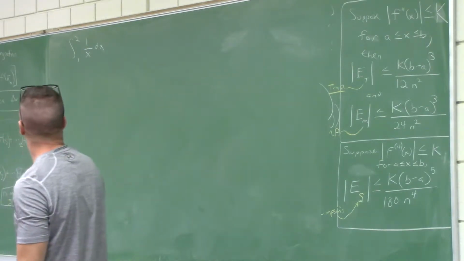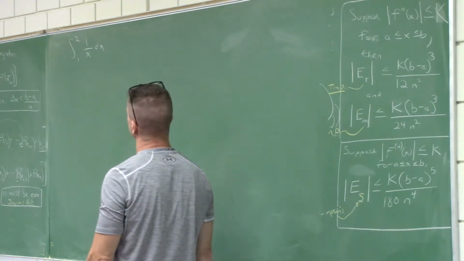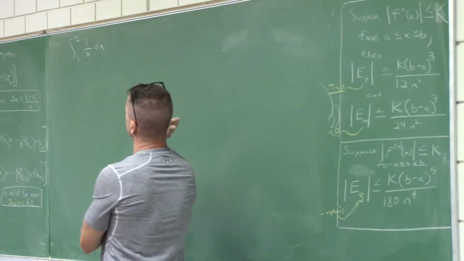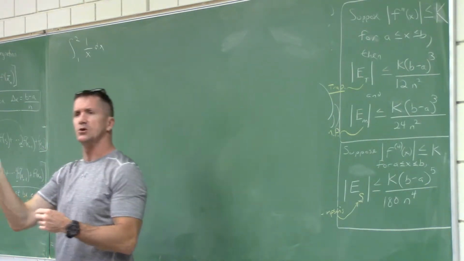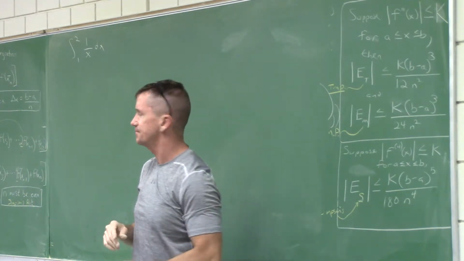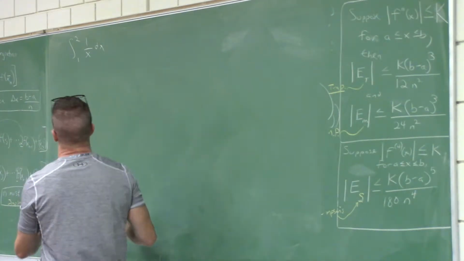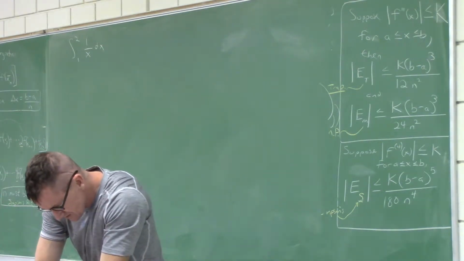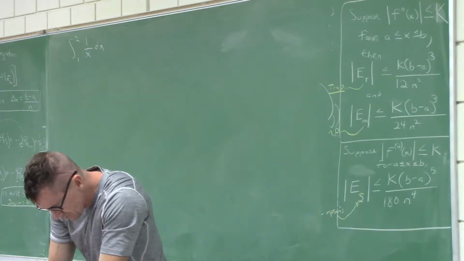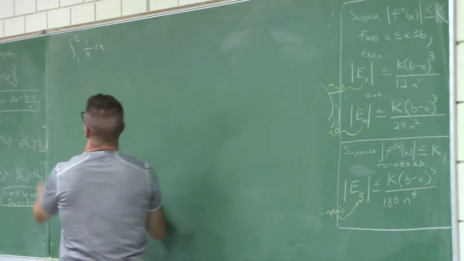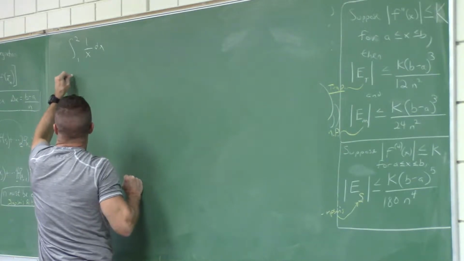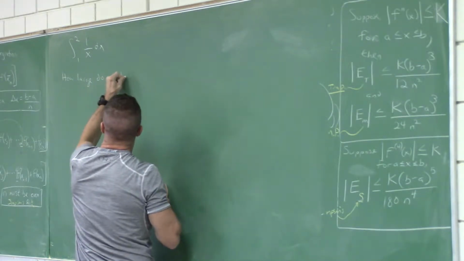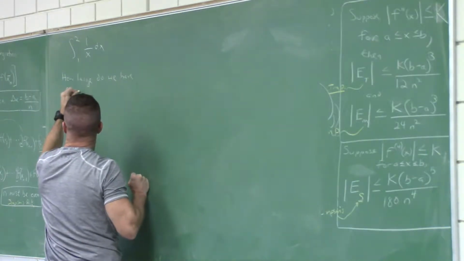All right. So we're going to do the integral of 1 over x dx. What's the integral of 1 over x? Natural log of x. You plug in a 2 and a 1, you get natural log of 2 minus natural log of 1. What I want you to use, and how do they word this in the book? How large do we have to choose n?